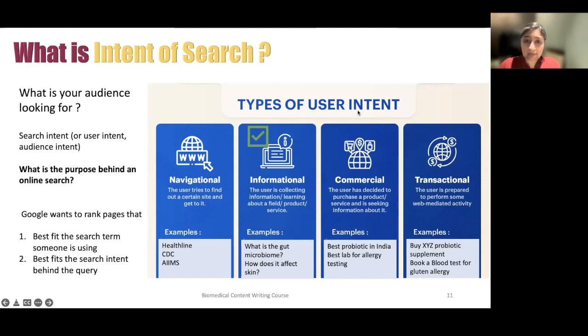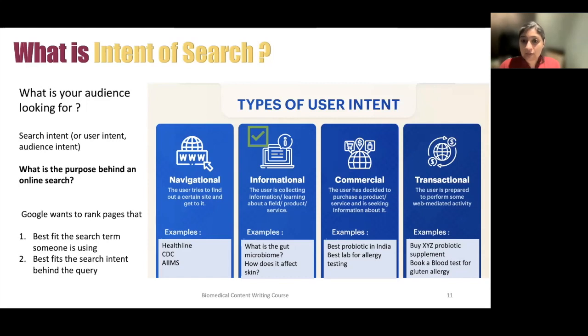First, we would look at navigational. Navigational is when the user tries to find a certain site and get to it. Here we're assuming that the user already knows that Healthline, CDC, and AIIMS are the best resources for the information he wants. So he goes straight to these resources and starts looking for it there. So he would type in www.healthline.com. He's very sure of what website he wants to go to.